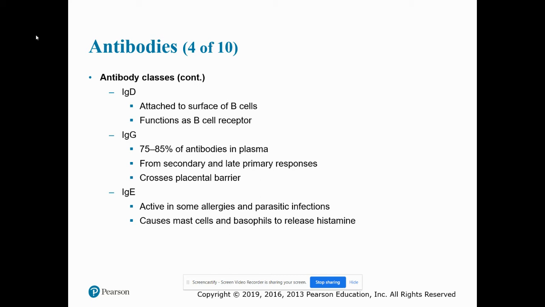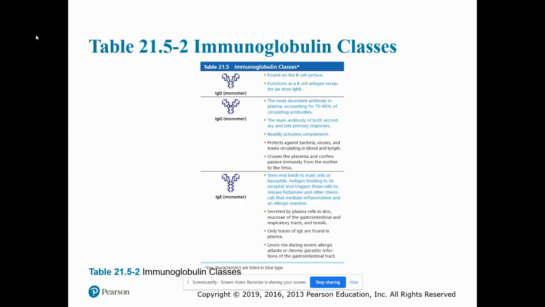Finally, we have IgE, and you can think of IgE for allergy, and it's going to be active in some allergies and parasitic infections. And this is going to cause mast cells and basophils to release histamine. And we talked a little bit about histamine. It's a vasodilator. And remember, you take an antihistamine because your eyes get watery and things are itchy. And that's what histamine does. This is just looking at those 3 antibodies we just talked about.